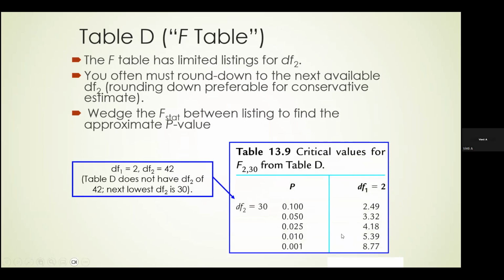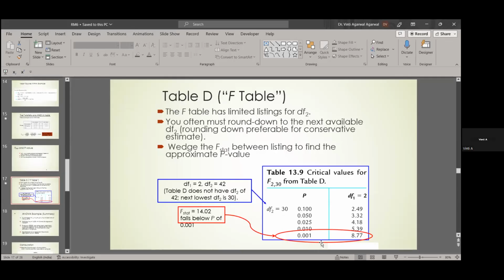There is an F table. Again, I don't have to do this, the software gives it to me. It looks at the critical value. My degrees of freedom for the first is 2, and for the second it is 42. The table does not have it, but nevertheless it gives me the critical value. Then I simply compare the critical value with the calculated value. If my calculated value is more than the critical value, then I can say that there is a significant difference between the groups. I'm going to stop here and take a small example.